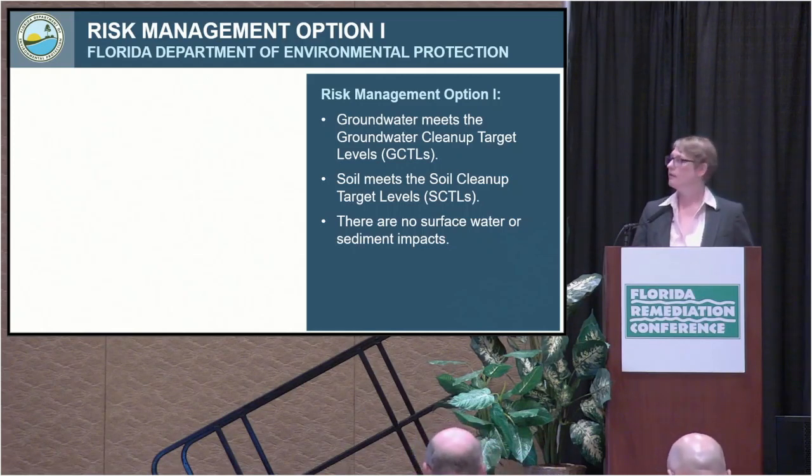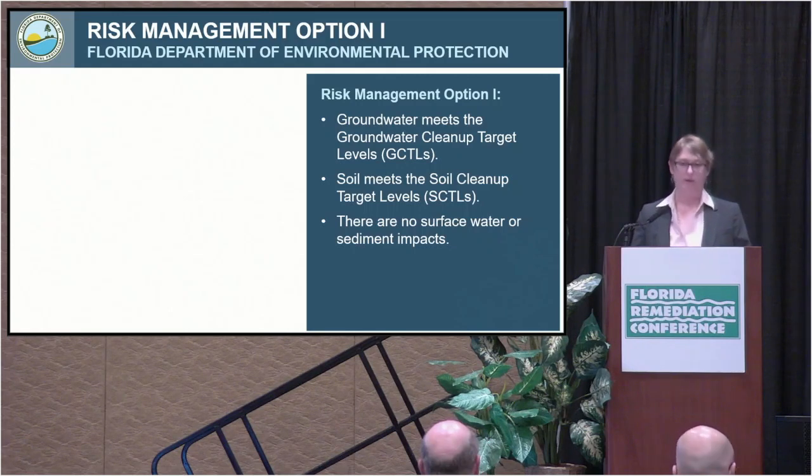For all of the risk management options for soil, there are different ways you can evaluate your soil data. You can either do discrete samples and compare those directly to the CTLs, or you can calculate a 95% UCL, upper confidence level, depending on what your exposure unit is, or you can also collect incremental sampling methodology samples. Composite samples are not acceptable for decision-making purposes, so they are not considered appropriate for evaluating your closure criteria.